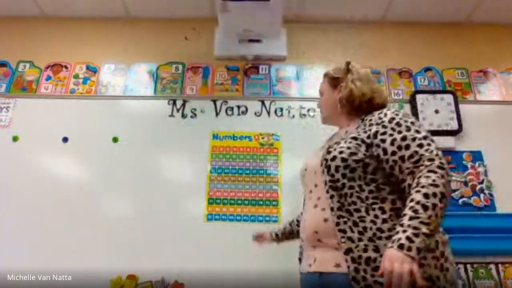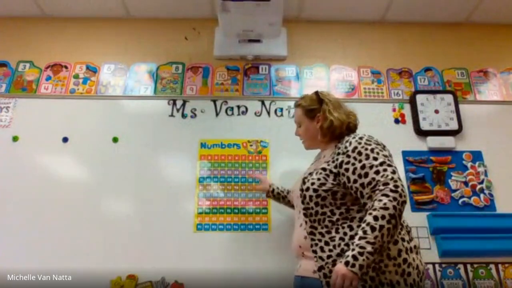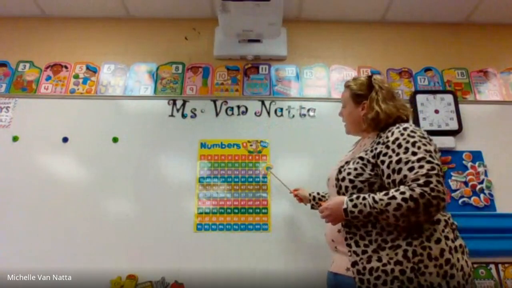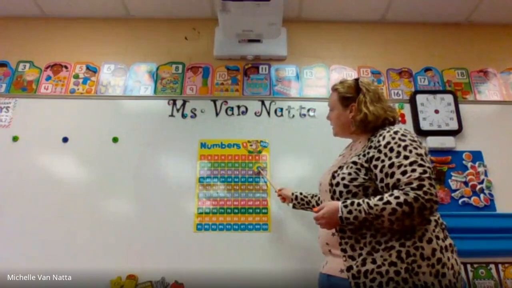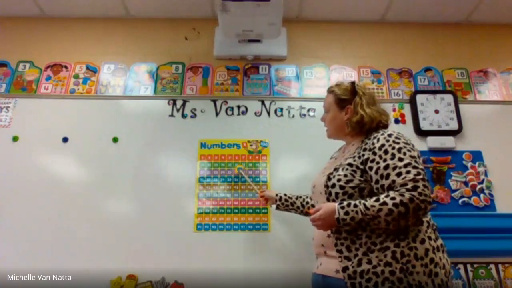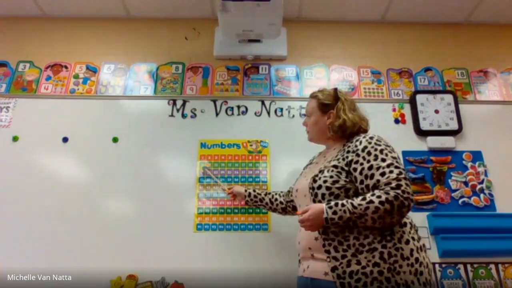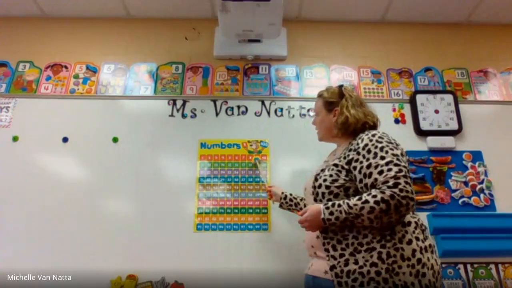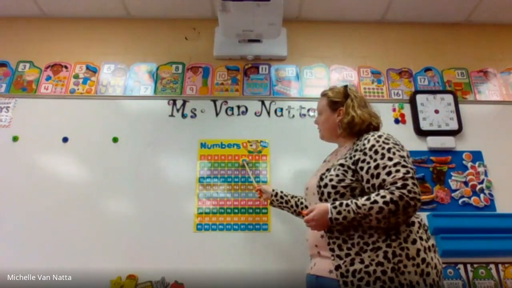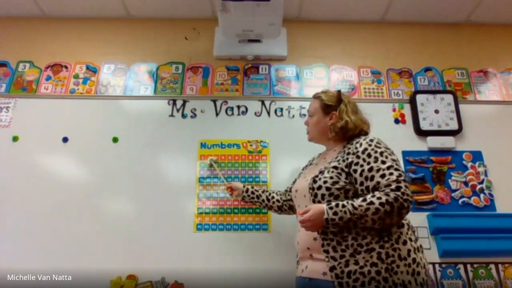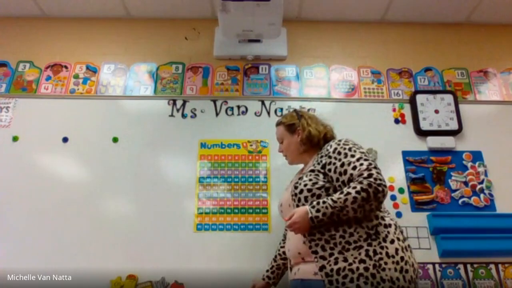Ooh, good job. All right. Next thing I want to practice is counting backwards from 20. All right, here we go. 20, 19, 18, 17, 16, 15, 14, 13, 12, 11, 10, 9, 8, 7, 6, 5, 4, 3, 2, 1. All right. That's how we count backwards from 20.